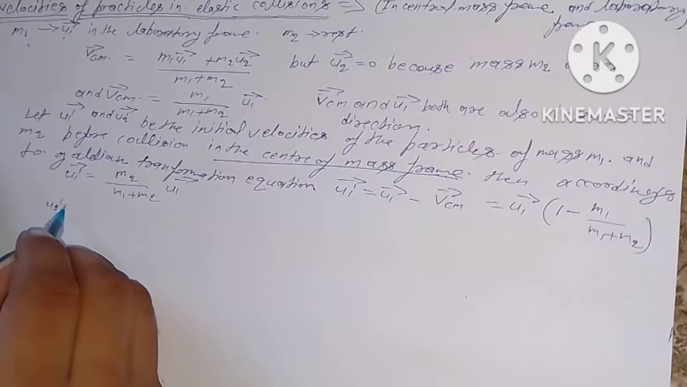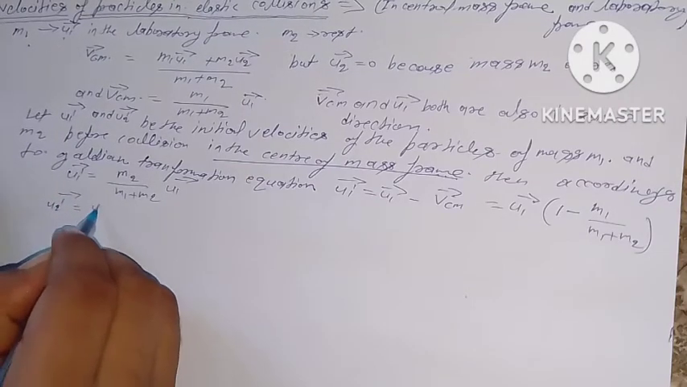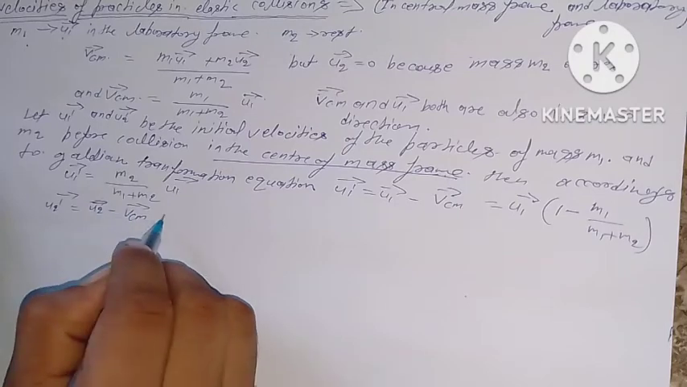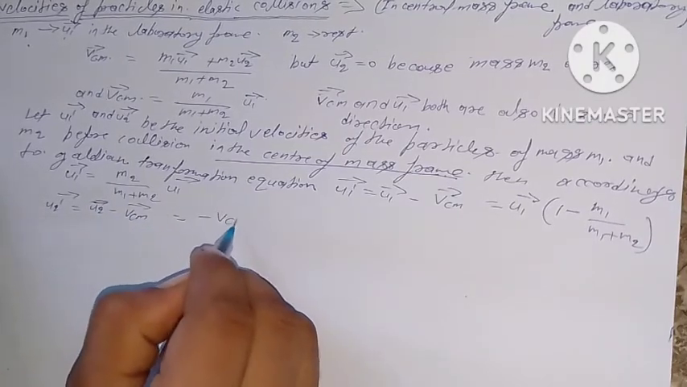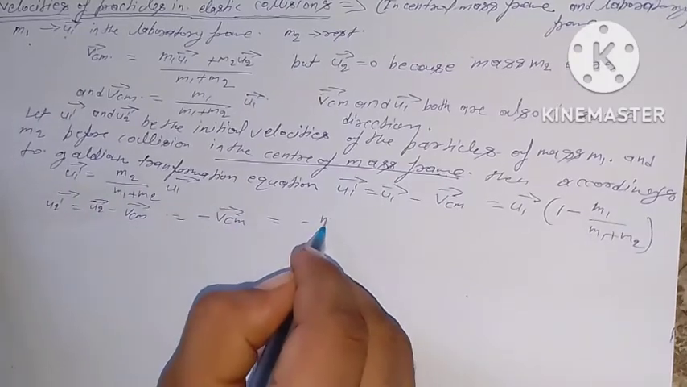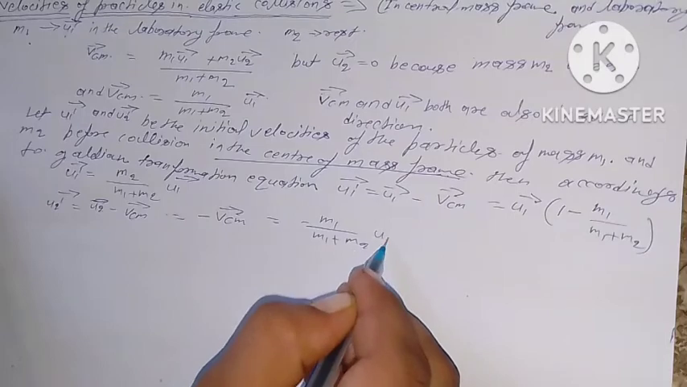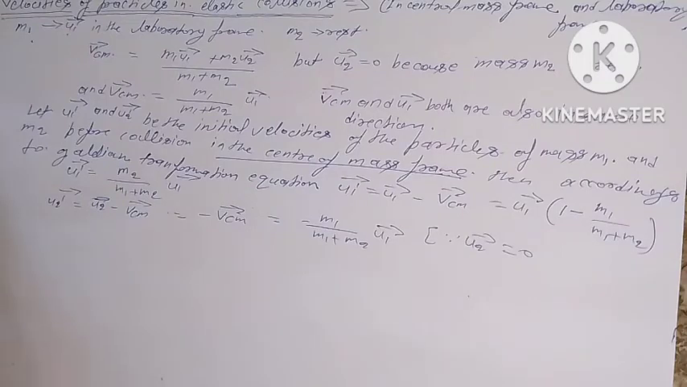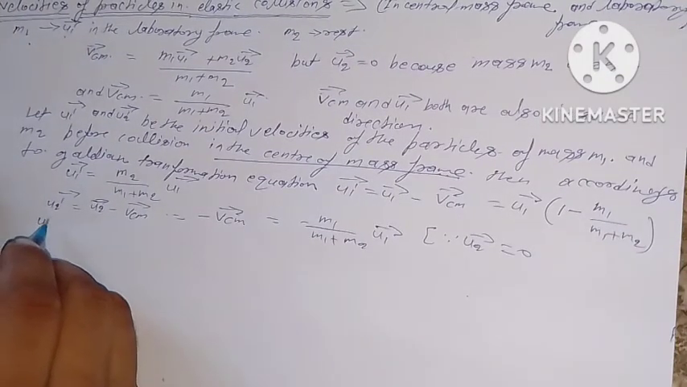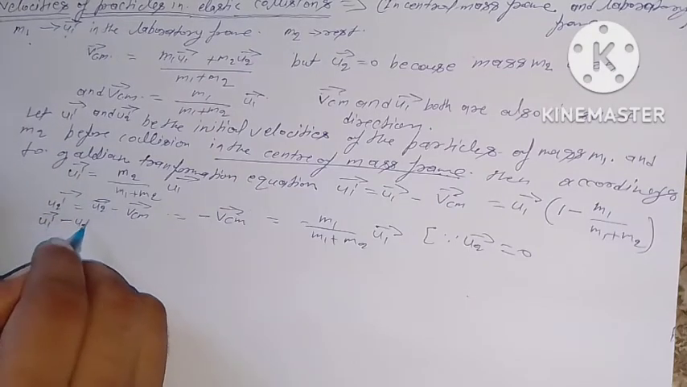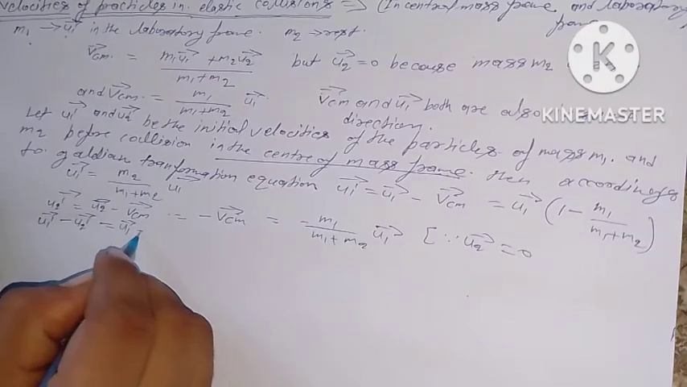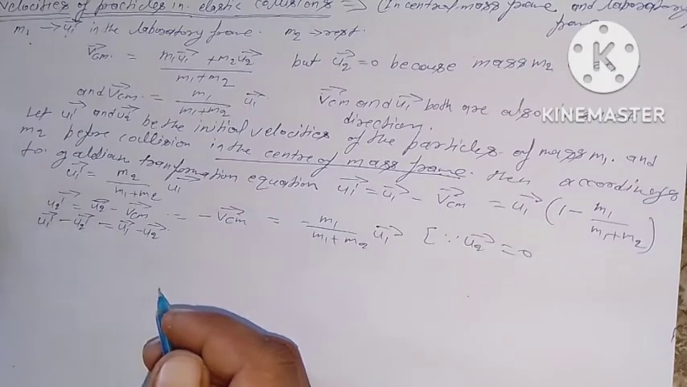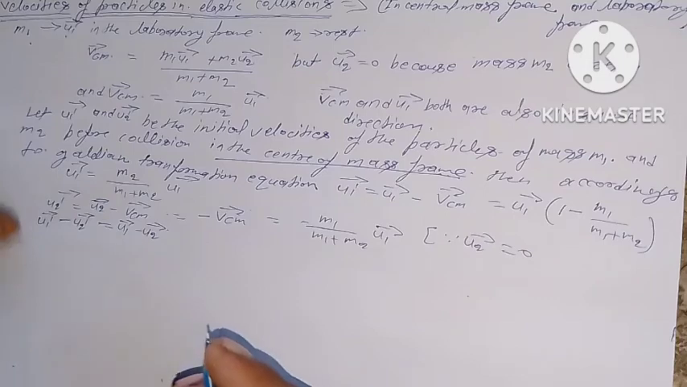And u2 dash vector equal to u2 vector minus Vcm vector, equal to minus Vcm vector, equal to minus m1 upon m1 plus m2 u1 vector, because u2 vector equal to 0. We also have u1 dash vector minus u2 dash vector equal to u1 vector minus u2 vector, since the relative velocity between the two particles in the laboratory frame and center of mass frame is the same.